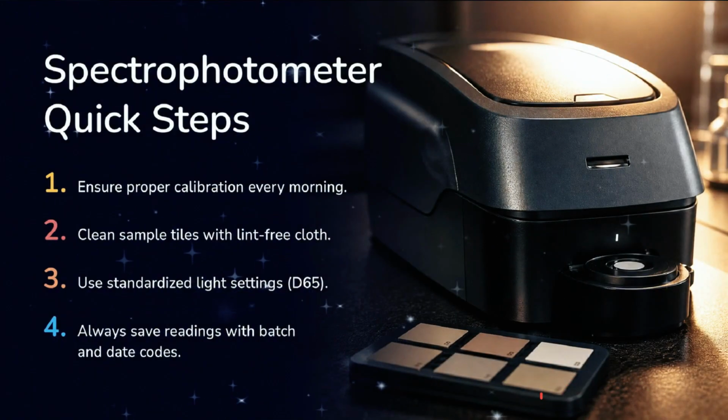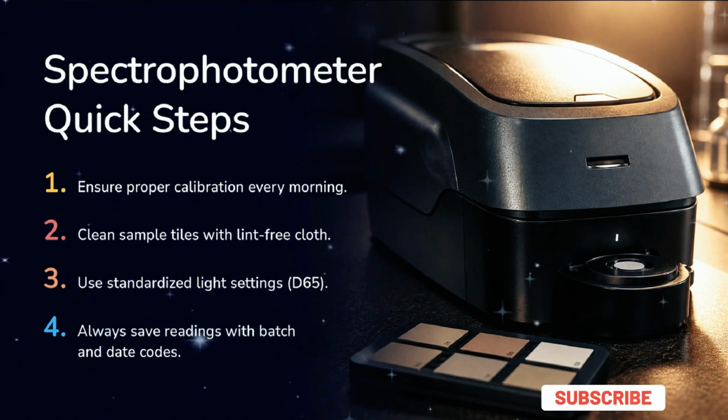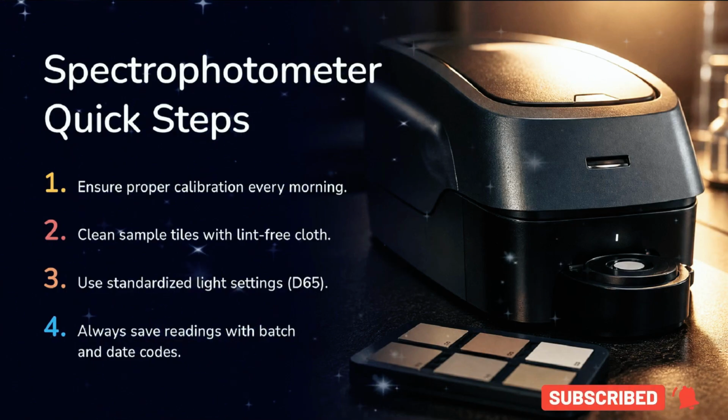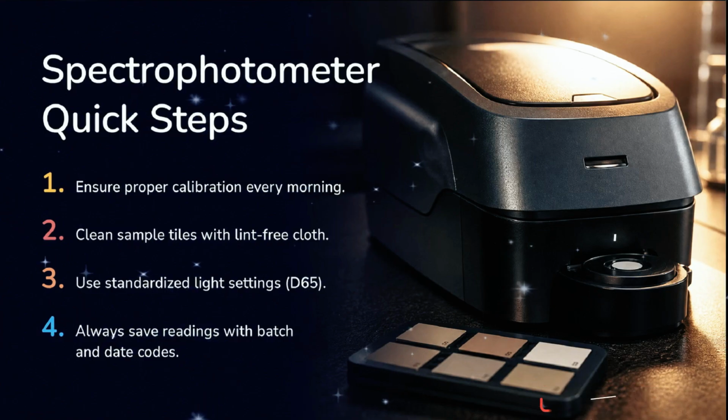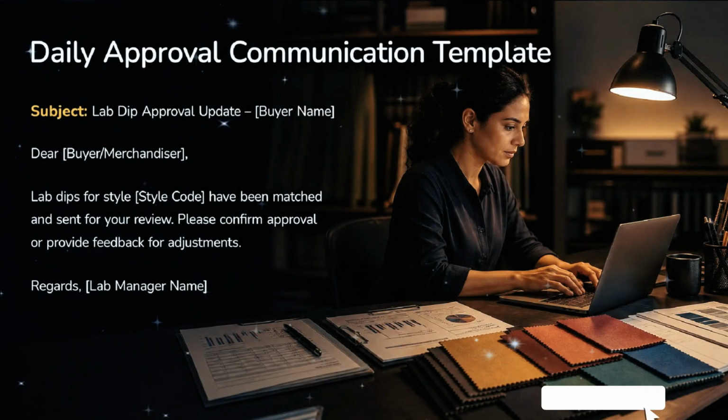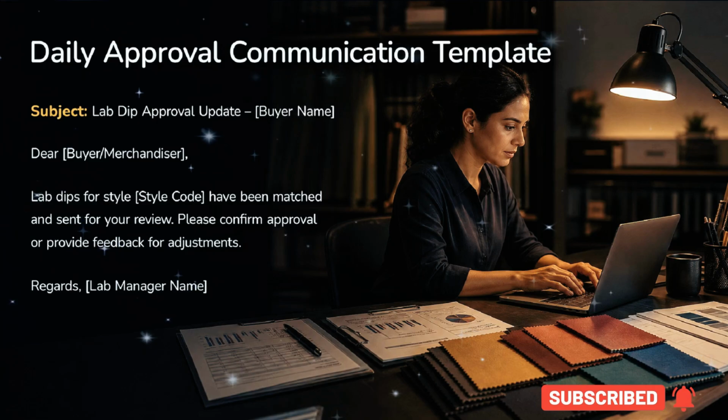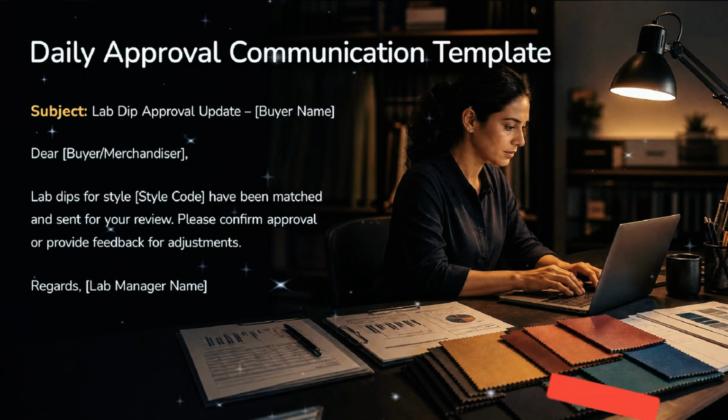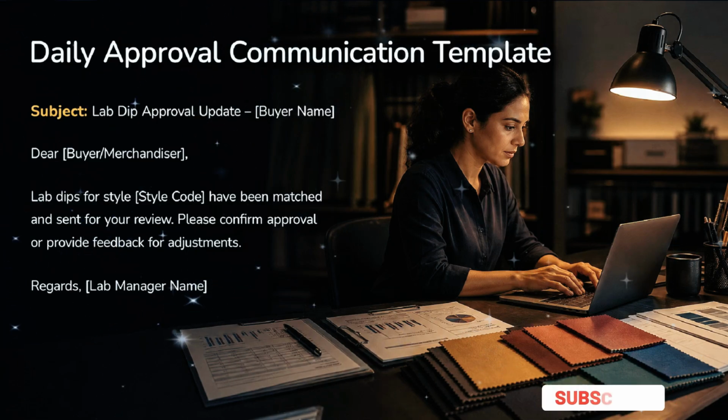For accurate spectrophotometer readings, follow these steps. Calibrate daily, keep sample tiles clean, use standardized D65 lighting, and always save your data with proper batch information. Effective communication is vital. Use this template for daily lab dip approval updates to keep buyers and merchandisers clearly informed of the status of their style requests.